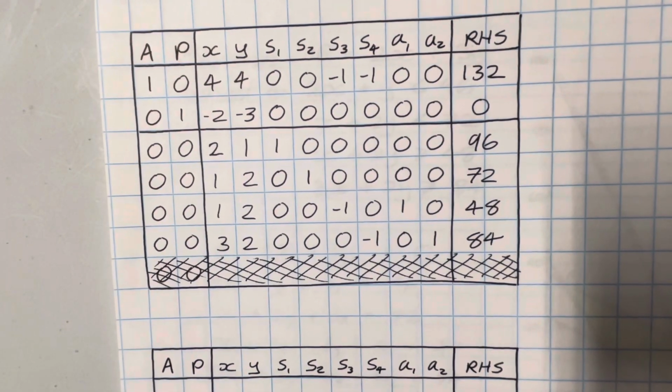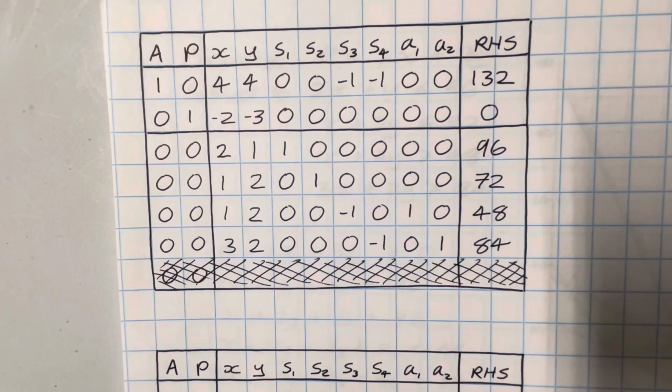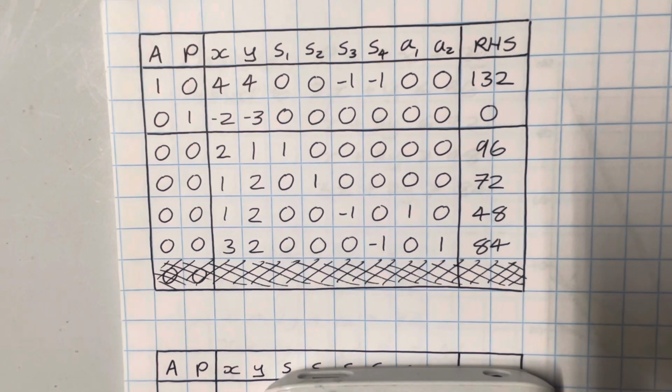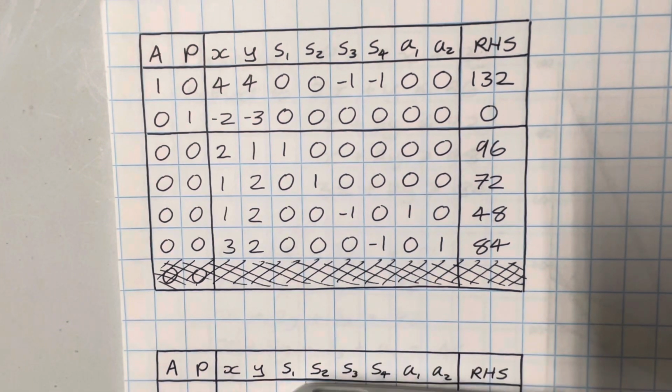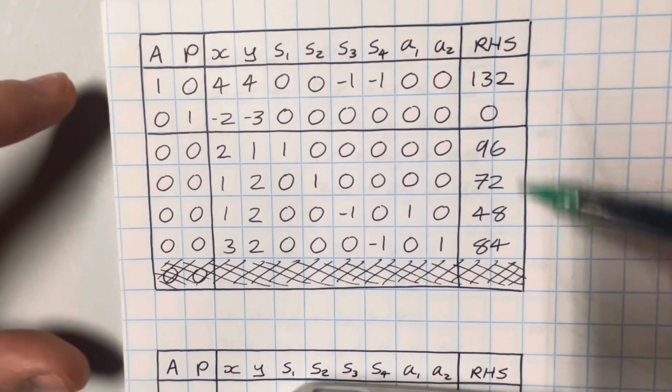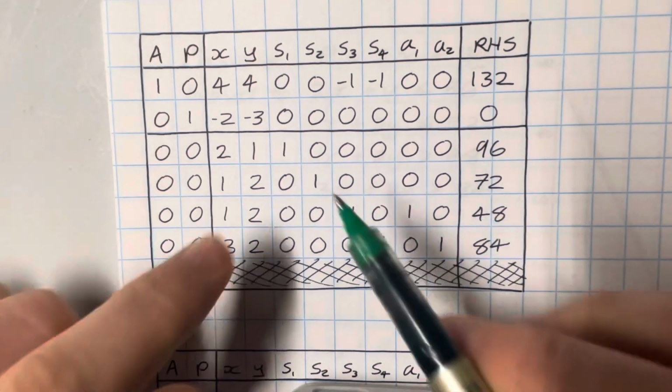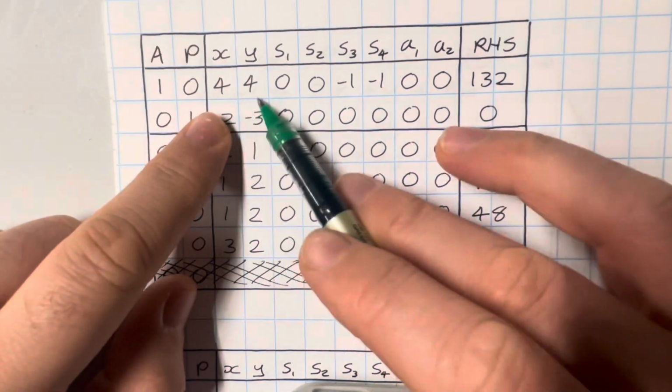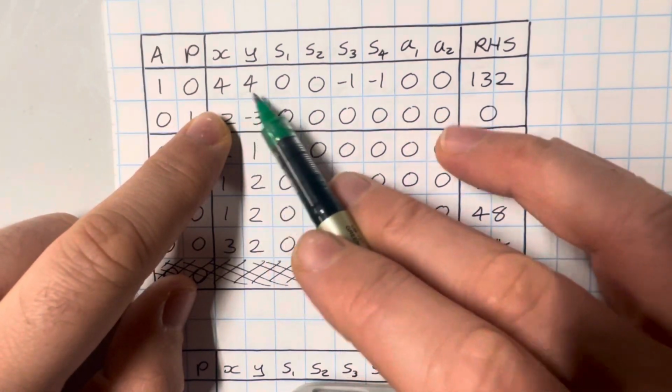So here is my initial Tableau again, this time written up all in black, and we are going to conduct a ratio test to get us started. So just to remind you, the ratio test will decide which row we're going to call our pivot row. In terms of which one we call our pivot column, it doesn't actually matter because they're both 4s.